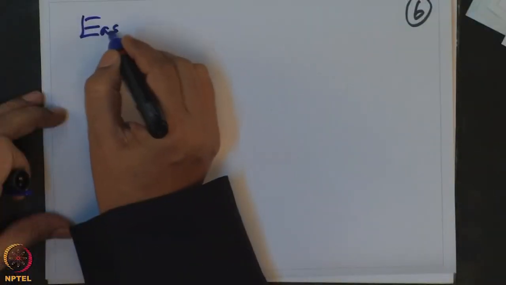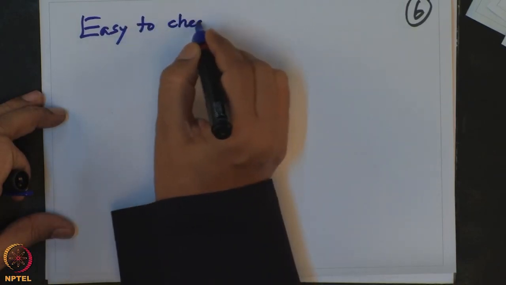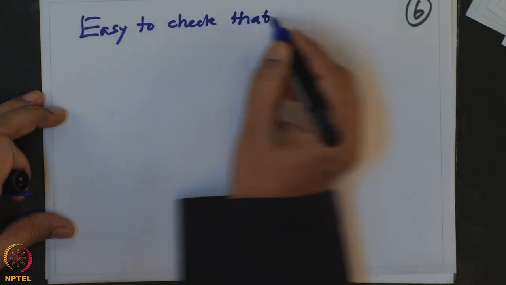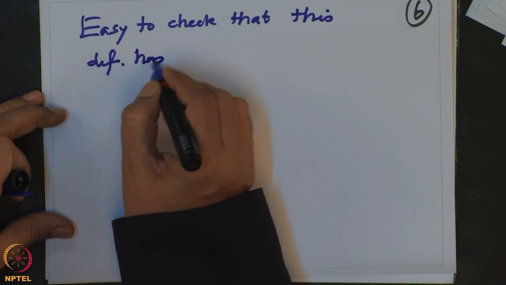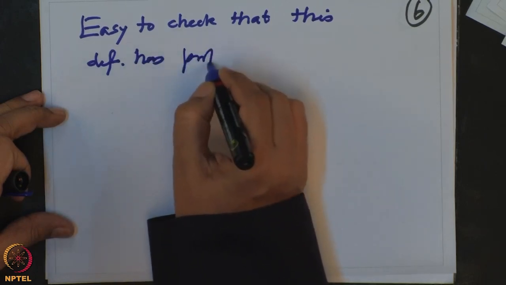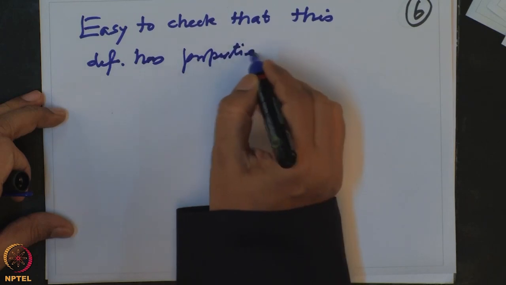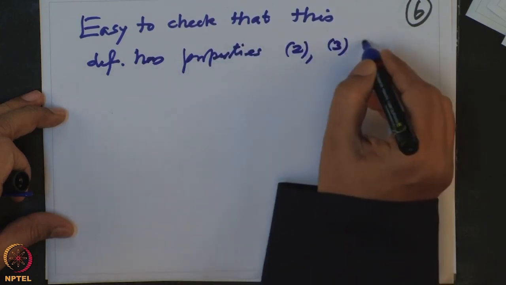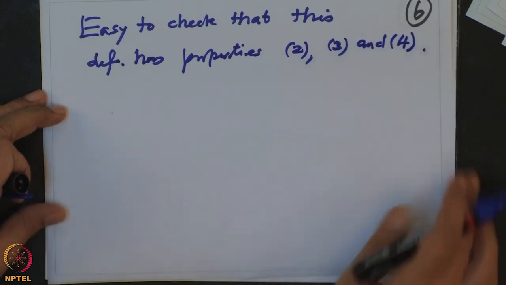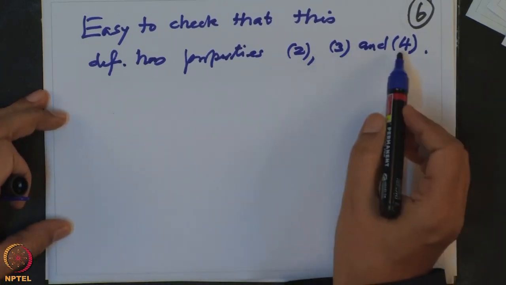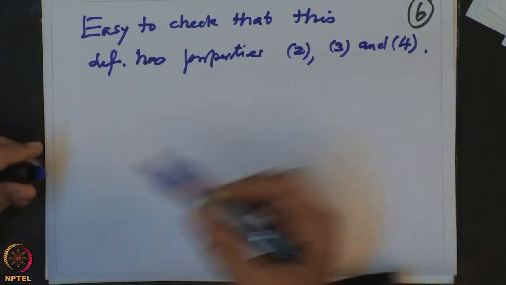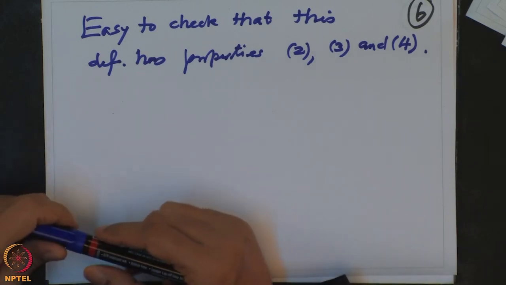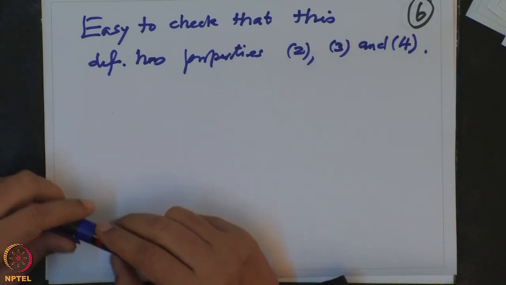So now it is easy to check that this definition has properties 2, 3 and 4. We have only assumed 2, 3 and 4 and come to this conclusion that the dimension should be this one. That is the supremum of the length of the chains of the irreducible closed subsets contained in V.